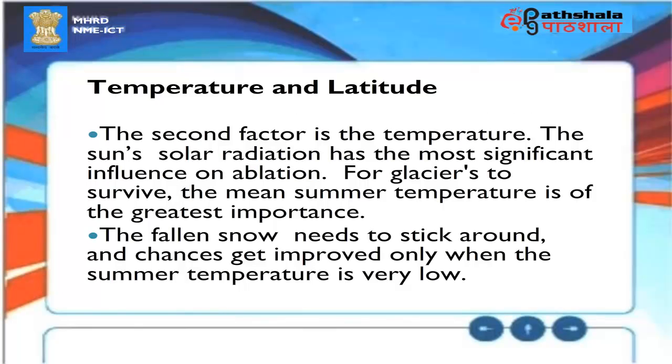Temperature and latitude. The second factor is the temperature. The sun's solar radiation has the most significant influence on ablation. For glaciers to survive, the mean summer temperature is of the greatest importance. The fallen snow needs to stick around, and chances get improved only when the summer temperature is very low.